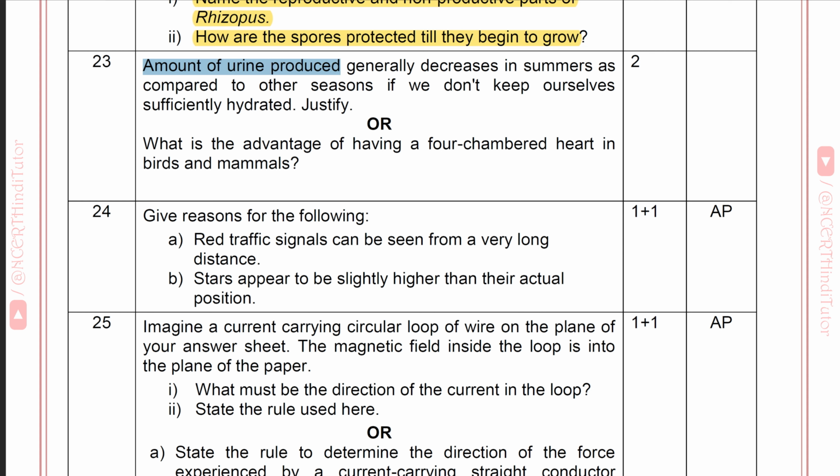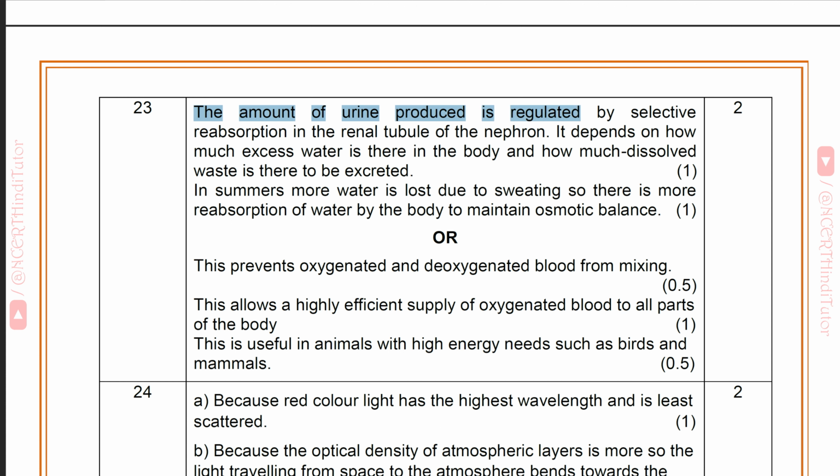Question 23. Amount of urine produced generally decreases in summers as compared to other seasons if we don't keep ourselves sufficiently hydrated. Justify. Answer. The amount of urine produced is regulated by selective reabsorption in the renal tubule of the nephron. It depends on how much excess water is there in the body and how much dissolved waste is there to be excreted. In summers, more water is lost due to sweating, so there is more reabsorption of water by the body to maintain osmotic balance.